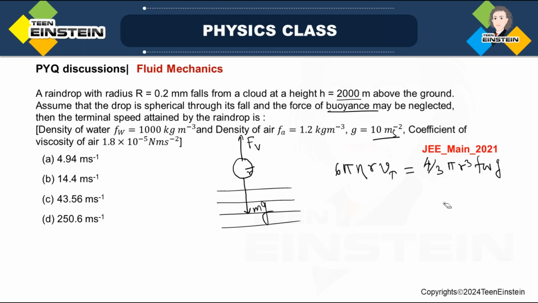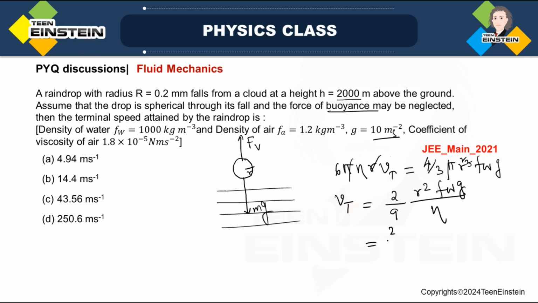So what is v terminal from here? So Vt will be 2 by 9. Pi cancels out. This r cancels one r here. This will be r square. So I'll write here r square rho w and g divided by eta. Okay. Let us put the values over here.